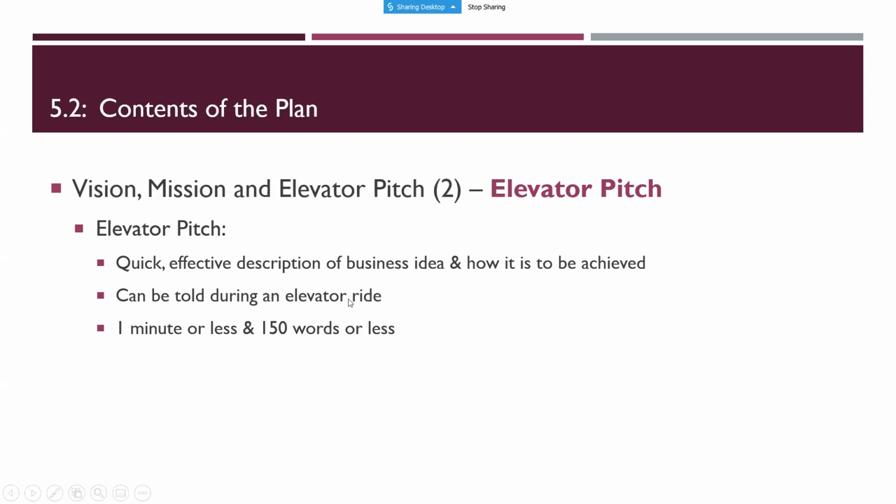So elevator pitch, what that's all about. The name of the term really describes it. You could pitch this business during an elevator ride. It's a quick, effective description of the business idea, how it's to be achieved. You could tell this on a typical elevator ride, which is about a minute or less. And in about a minute or less, you could hopefully speak about 150 words or less.